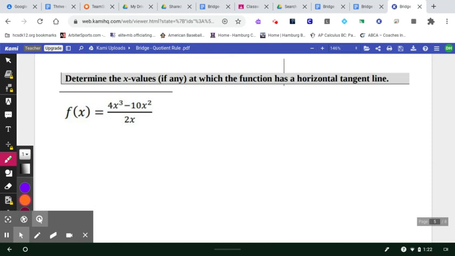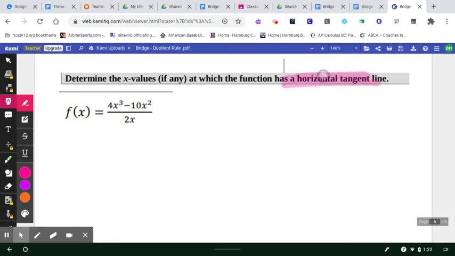All right, so here's a new piece for us. Determine the x values at which there is a horizontal tangent line. Okay, so we haven't talked about this before. So grab your highlighter and let's talk about that word, horizontal tangent line. Remember, the whole course is about slope. If you get confused, just say, what is the slope? That's what they keep asking about. Calculus is all about slope.